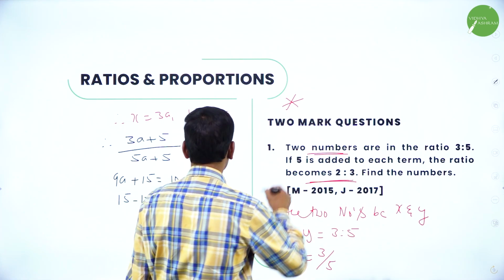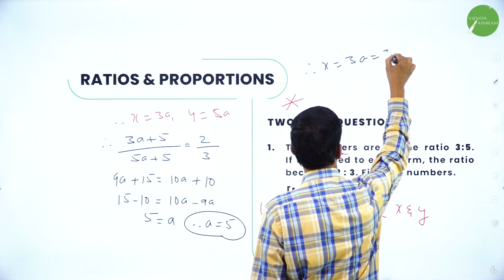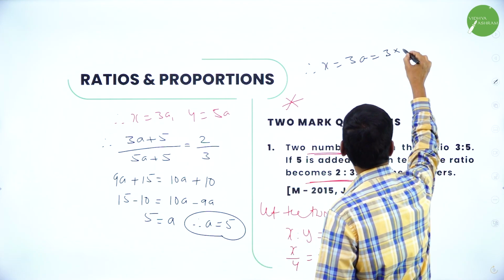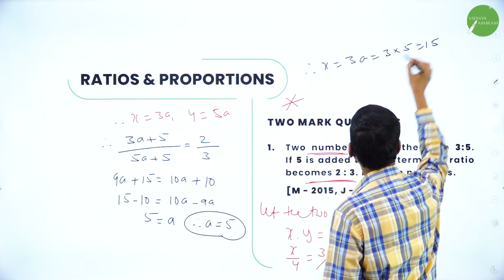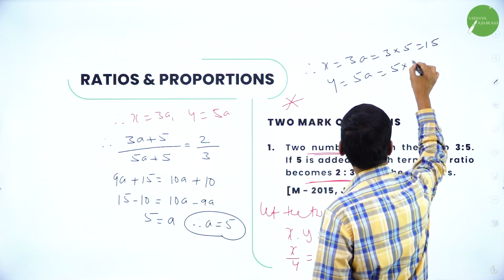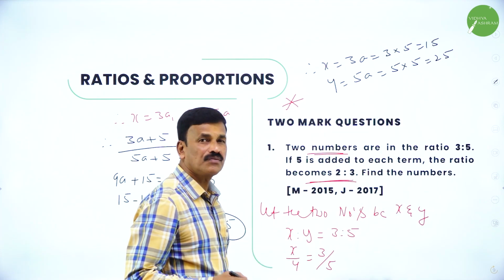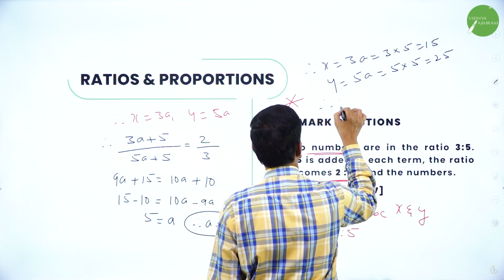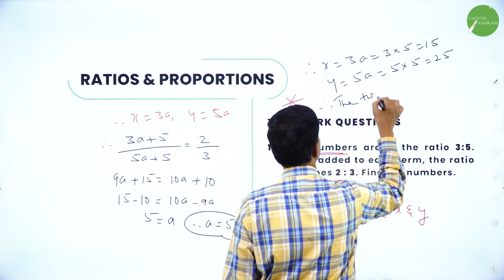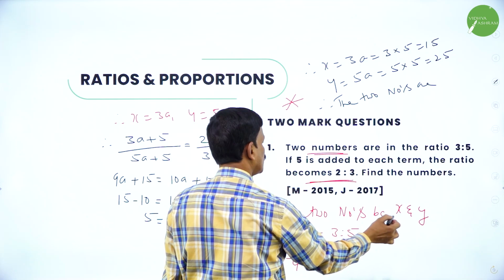So therefore x becomes, what is x? We have taken x is equal to 3a, means 3 into 5, this is equal to 15. And what is y? y is equal to 5a. 5 into 5, that's equal to 25. Right. So therefore the two numbers are, what are the two numbers we have taken? x and y.